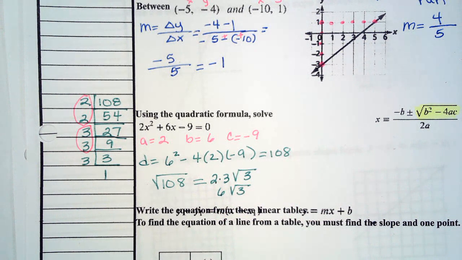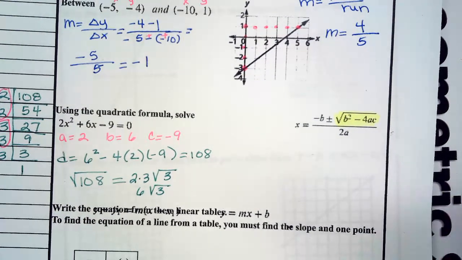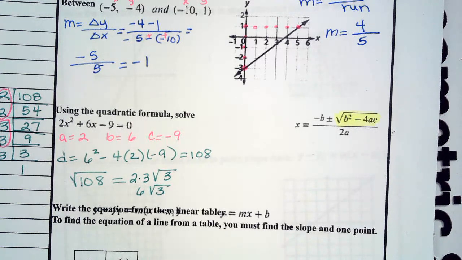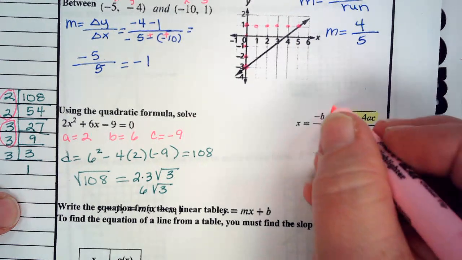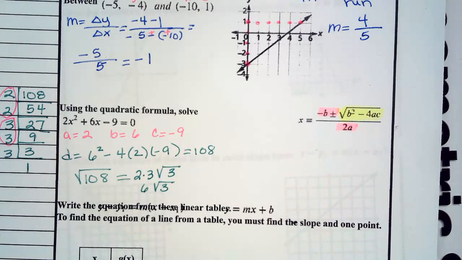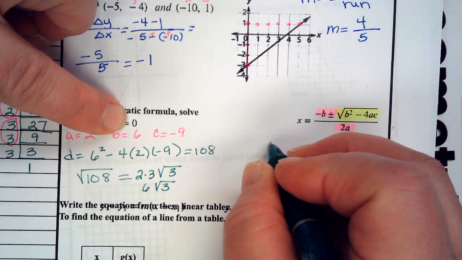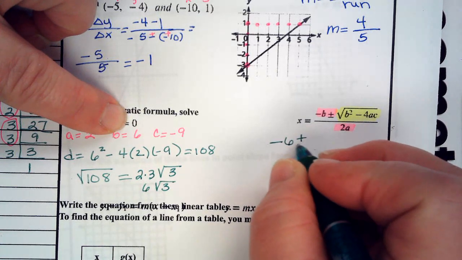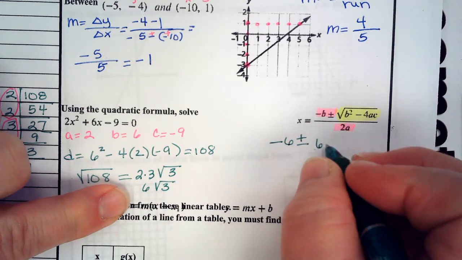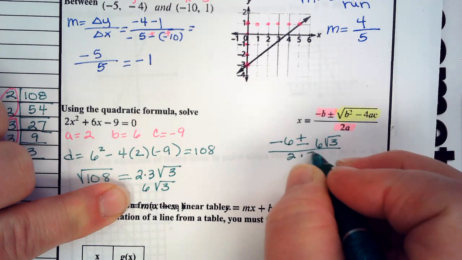Okay, now, as we look at this, we're now ready to use the other numbers. We have the opposite of b plus or minus the square root we just found divided by 2a. The opposite of b. b is 6. The opposite is negative 6. Plus or minus 6 square root of 3 all over 2 times 2.